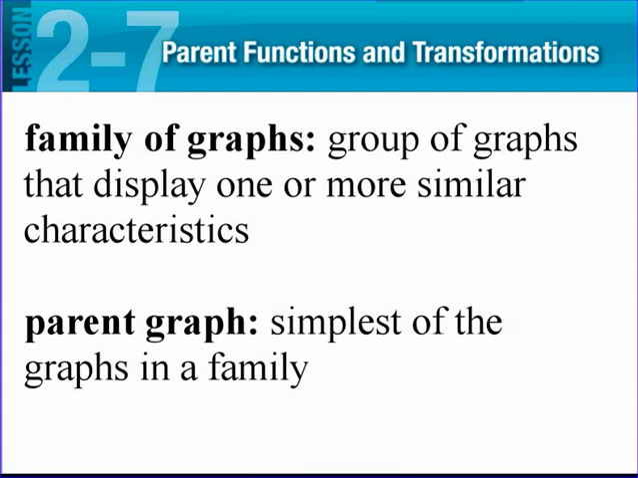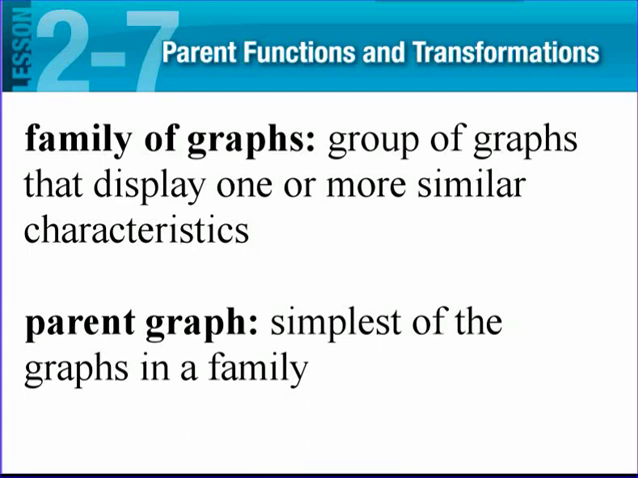When you think about a family of graphs, you should think about a family. A family of graphs is a group of graphs that display one or more similar characteristics. It's kind of like in your family, generally you're going to have some characteristics of your parents. So that's what we call a family. A parent graph is the simplest of the graphs in a family. That's what the parent graph is.